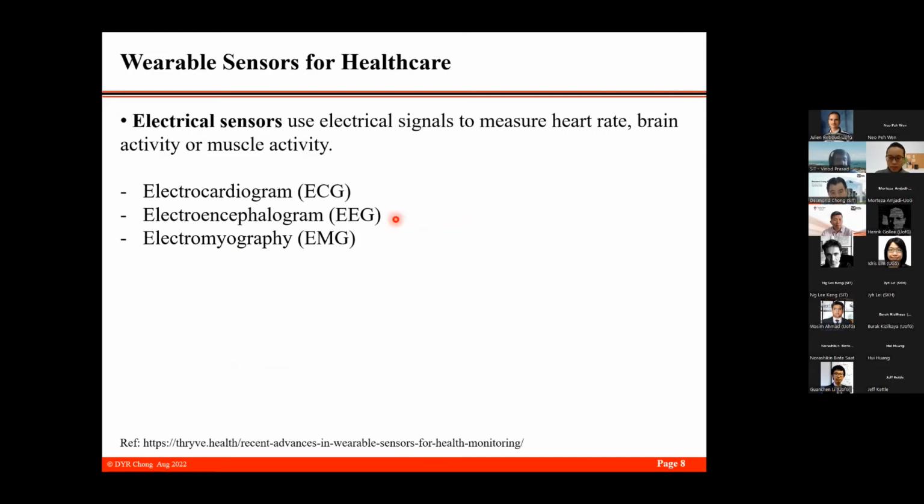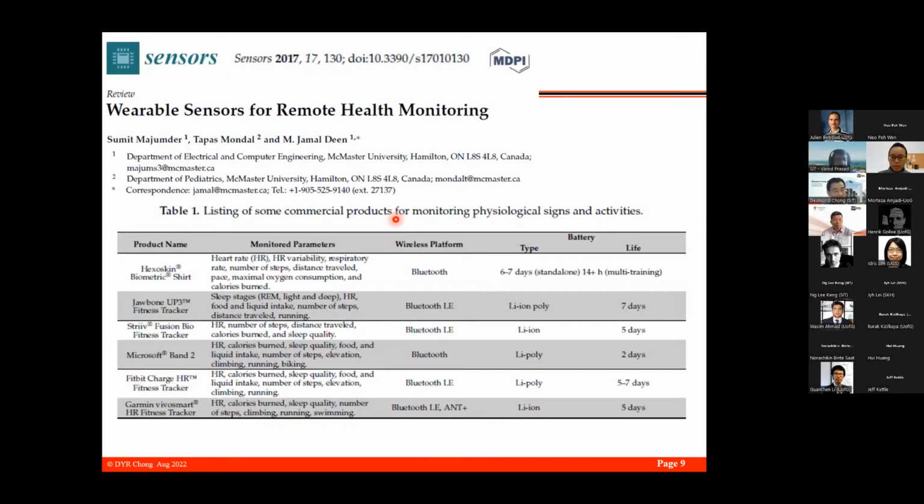Okay, so looking into some of this literature review, I came across this particular work by Majanda, et al. So already in 2017, they looked into some of these wearable sensors for remote health monitoring. So of course, they first started looking into those commercially available products, right? They're already out in the market, to measure various types of heart rate, even the sleep stages, the number of steps, the distance traveled, and more of the vital signs.